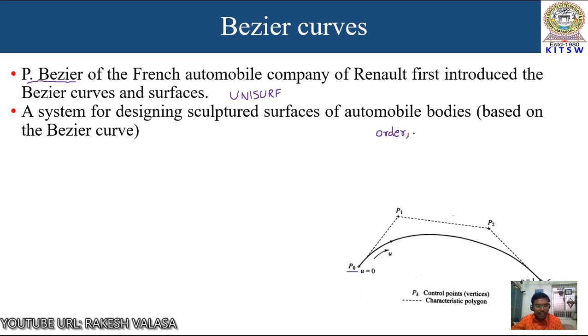and derivatives and shape of the curve. Here P0 and P3 are first and last point of that Bezier curve. Remaining points are control points or vertices that define the order, derivatives and shape. With the help of P1, P2 we can change the curve shape.